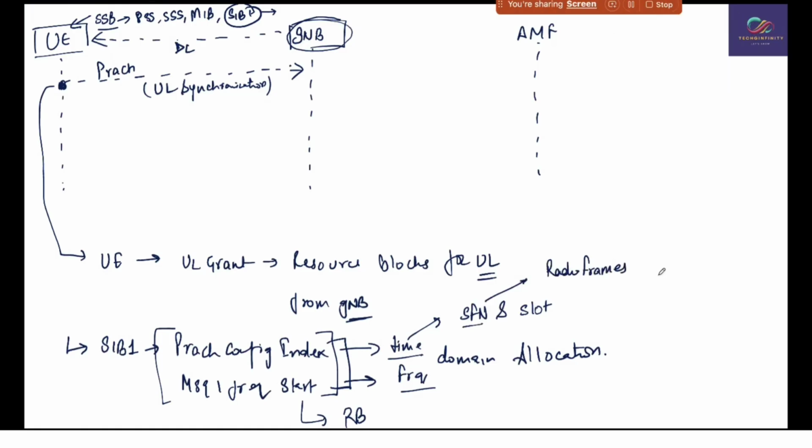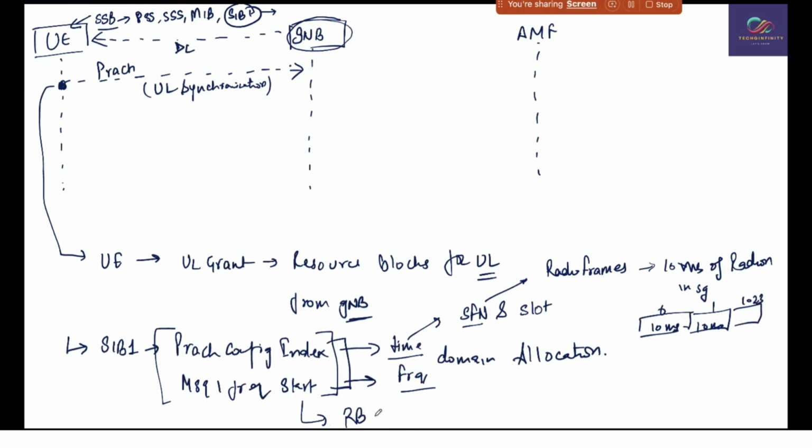What is a radio frame? We have a 10 millisecond radio frame in 5G as well. It keeps on going, this is 10 milliseconds, another 10 milliseconds, and we have given numbering to that, 0, 1, till 1023. That means 0 to 1023. So this is how the PRACH config index tells us the frame and slot, and message 1 frequency start tells us the resource blocks, from where we are starting our resource block.